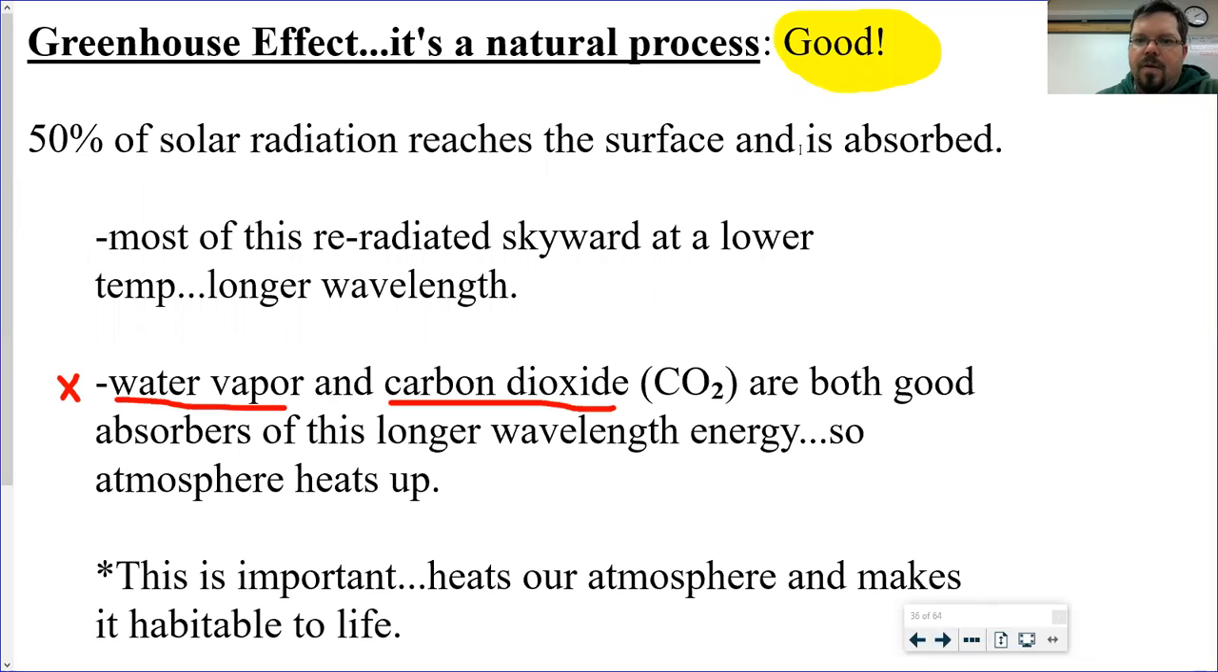Okay. So, talking about the greenhouse effect, it's a natural process. We've talked about this a little bit before. It's good. 50% of solar radiation reaches the surface and is absorbed. Most of this is re-radiated skyward at a lower temperature and longer wavelength. Now, water vapor and carbon dioxide are both pretty good absorbers of this longer wavelength energy. So, the consequence is the atmosphere heats up.